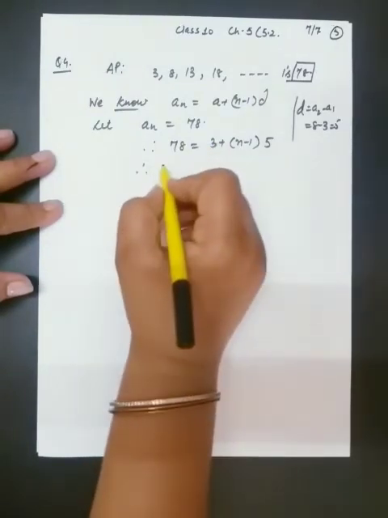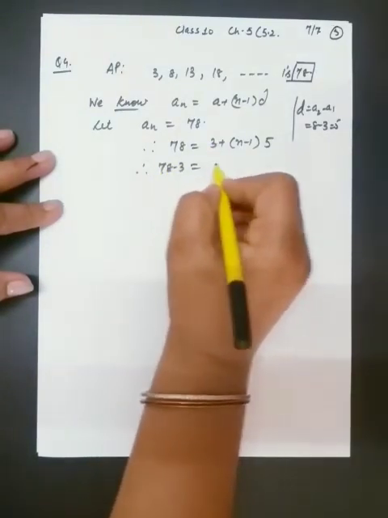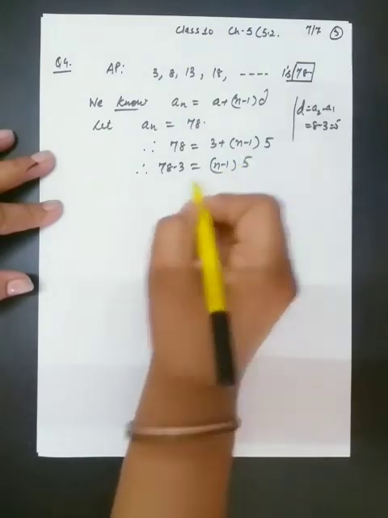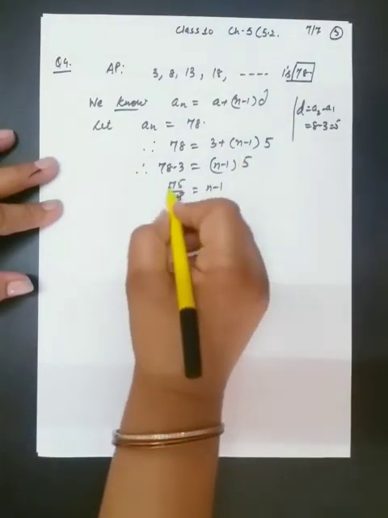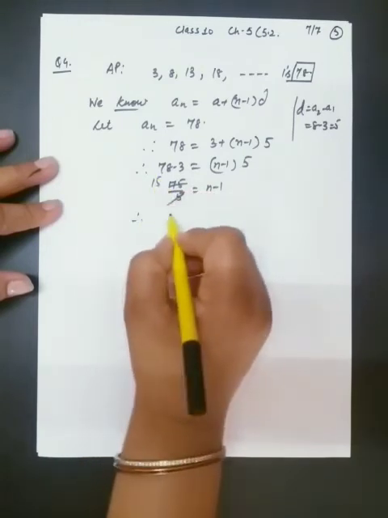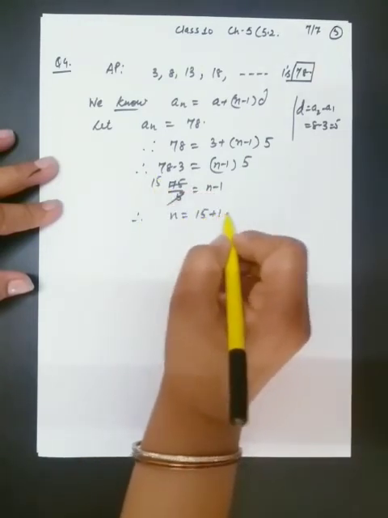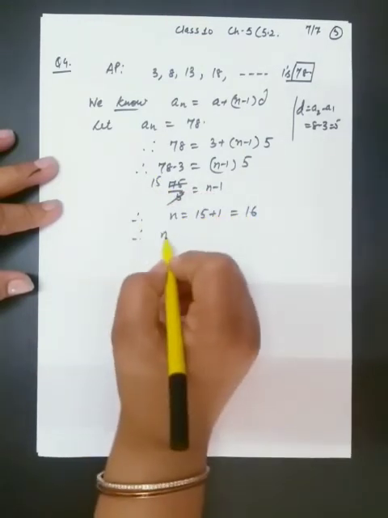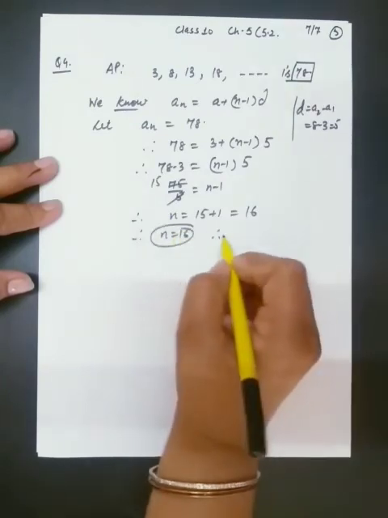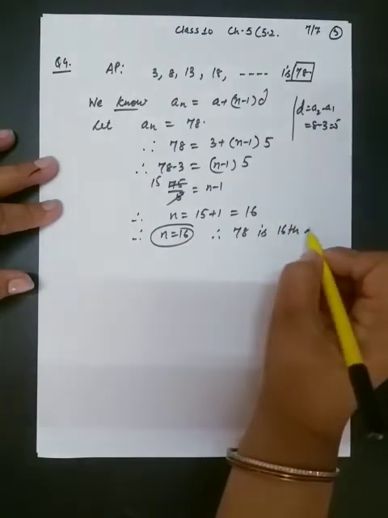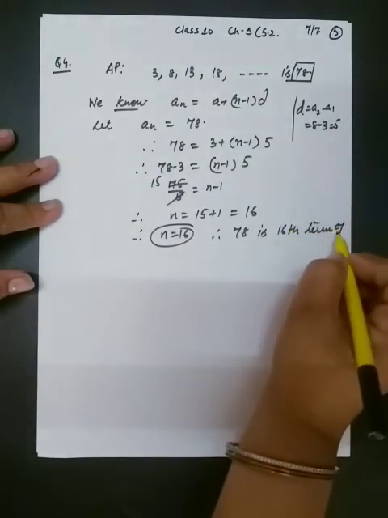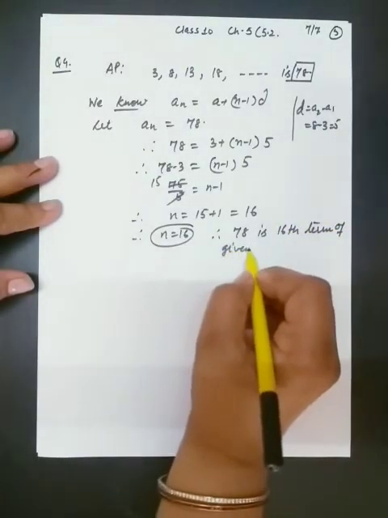Therefore, first of all we have to separate 3. 75 by 5 is equal to N minus 1. Therefore N is equal to 15 plus 1 is equal to 16. So therefore 78 is the 16th term of the given AP.